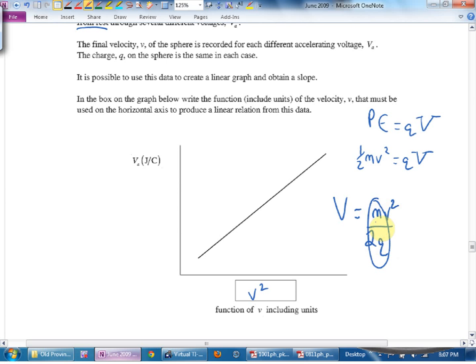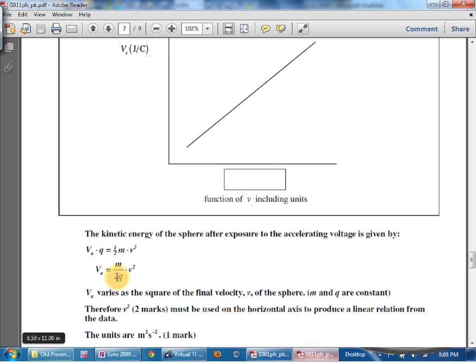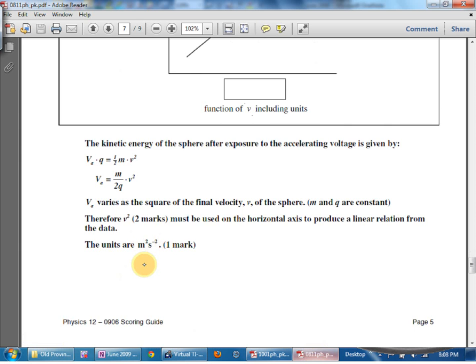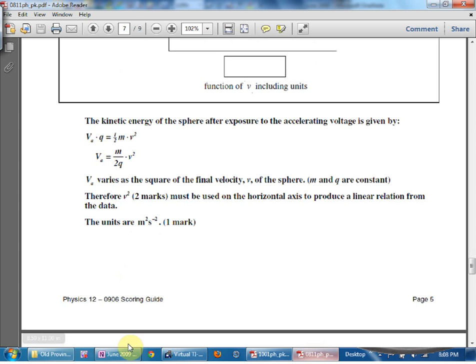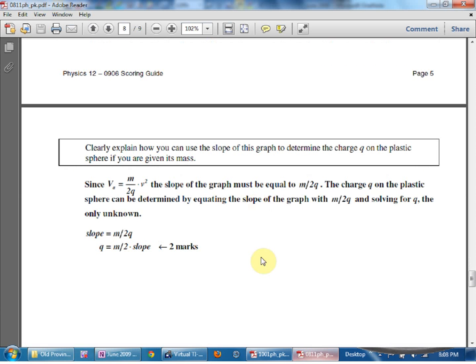Okay? So I guess the total function would be this. The function of little v, including units, would be m, well, it would be this. What do they want me to write, Mr. Dueck? M over 2q v squared. Units are meters squared over seconds squared. Last one. I'm not that thrilled with these new graphing ones. Oh, clearly explain how you can use this to find the charge. Oh, forgot that. Get the Q by itself. Go back here. Get the Q by itself.